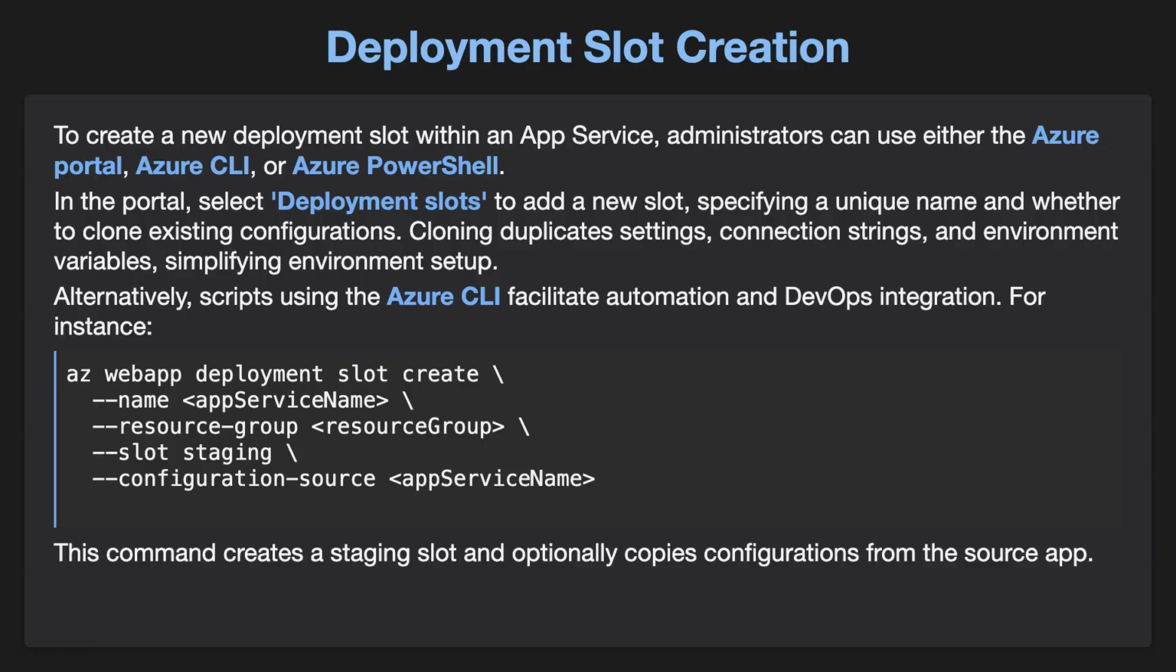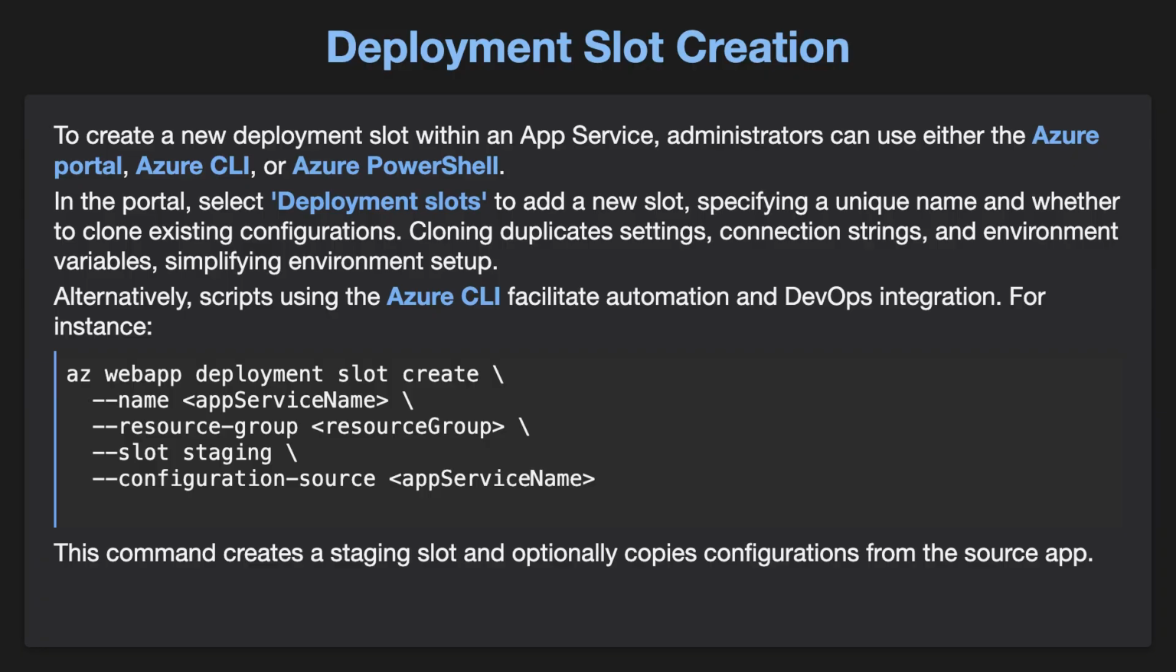To create a new deployment slot within an app service, administrators can use either the Azure portal, Azure CLI, or Azure PowerShell. In the portal, select Deployment Slots to add a new slot, specifying a unique name and whether to clone existing configurations. Cloning duplicates settings, connection strings, and environment variables, simplifying environment setup. Alternatively, scripts using the Azure CLI facilitate automation and DevOps integration.